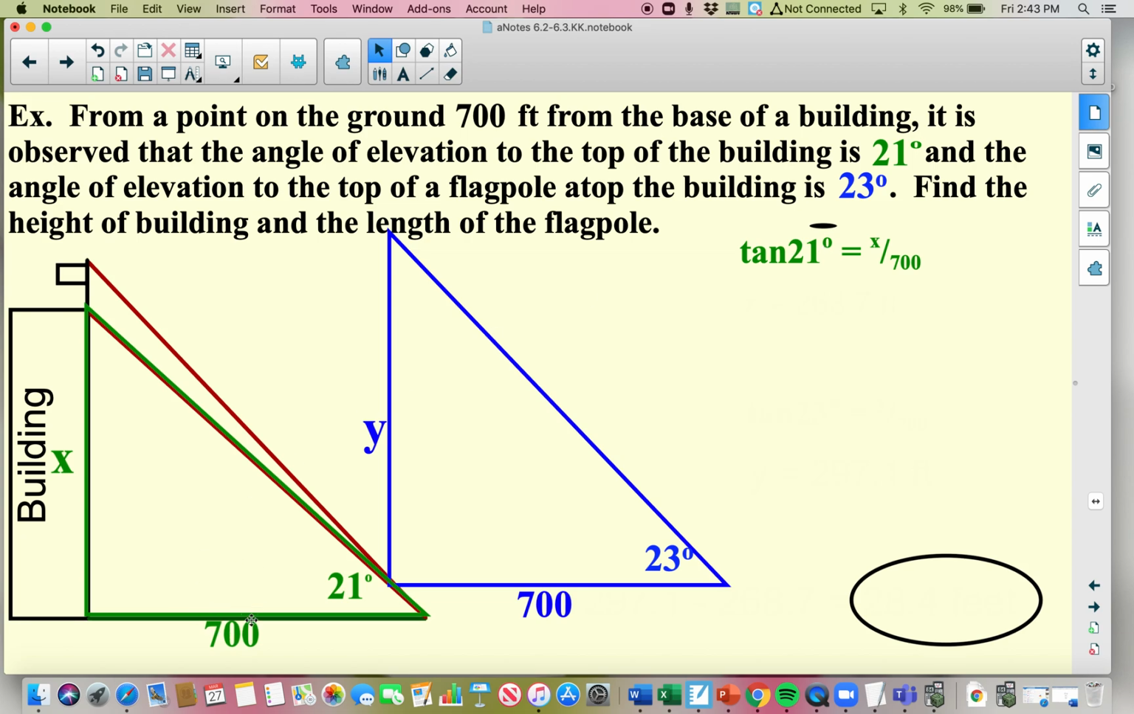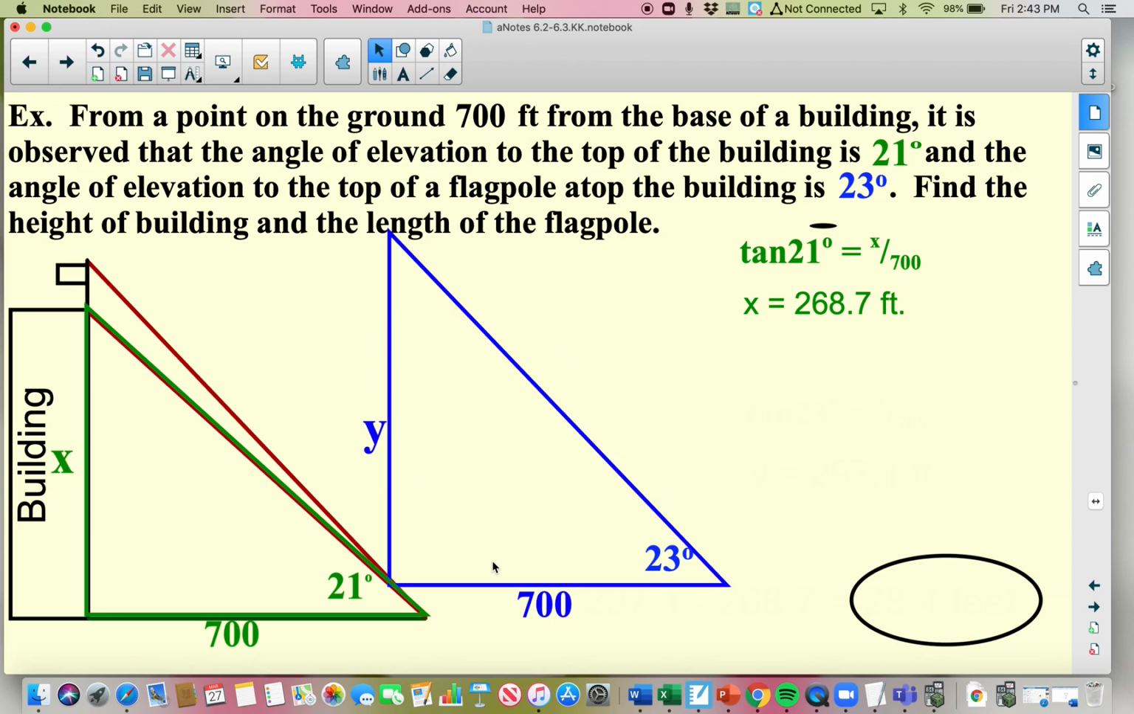With that approach, I color coordinated. My green stuff is the building. So I did the tangent of 21 degrees. Make sure your calculator is back in degree mode. You really need to be conscientious of that. Tangent of 21 is opposite over adjacent, so opposite is X and adjacent is 700. All you need to do is multiply the 700 over. So 700 times tangent of 21, and I got 268.7 feet. That would be the height of my building, so this part of the question is answered.